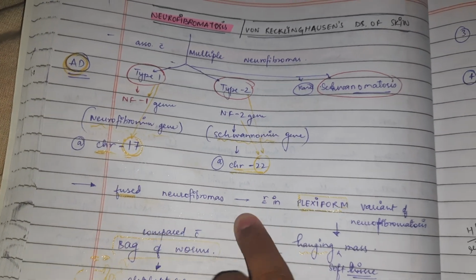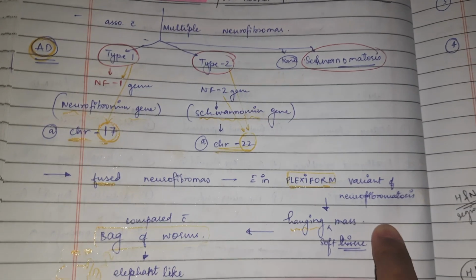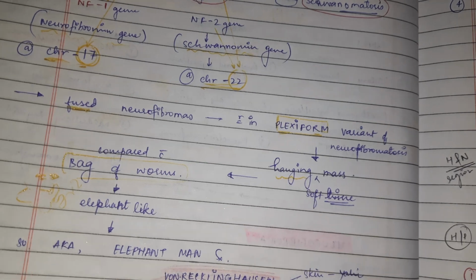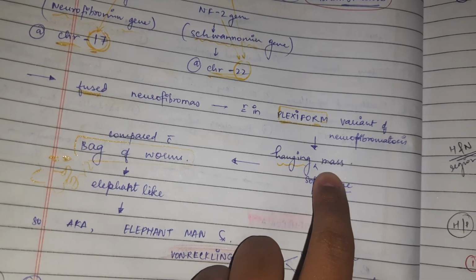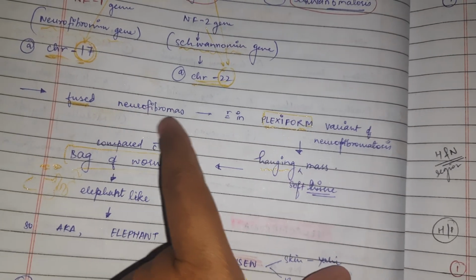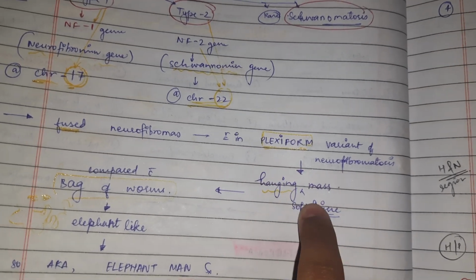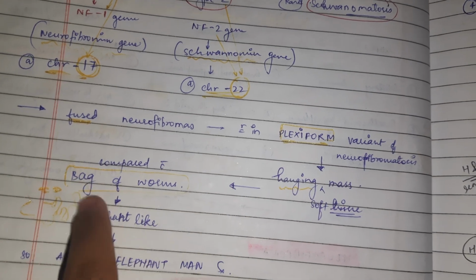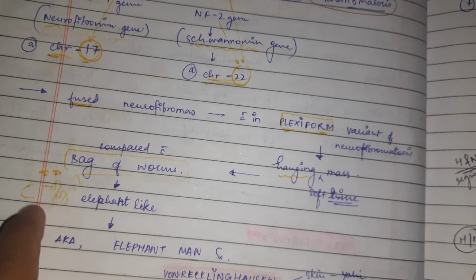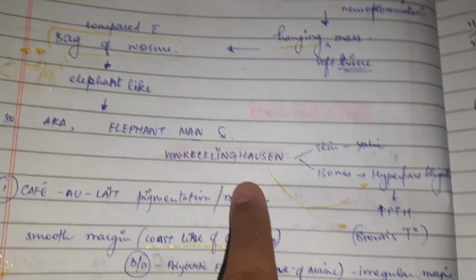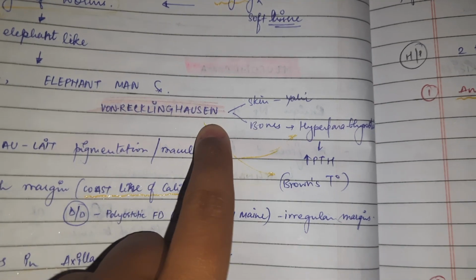Fused neurofibroma is seen in the plexiform variant of neurofibromatosis. A hanging soft tissue mass is present, compared with a bag of worms, hanging, elephant-like, also called elephant man syndrome.